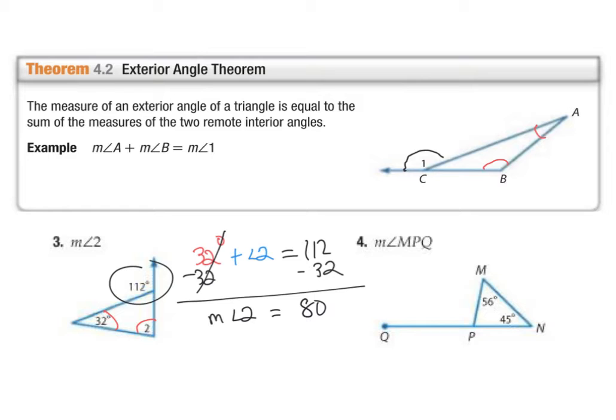In my second example, I have two angles that are remote, and I want to find the measurement of angle MPQ, which would be this exterior angle that's extended from the triangle. So the two remote angles, 56 plus 45, must equal the exterior angle. So the measurement will be 101 degrees.